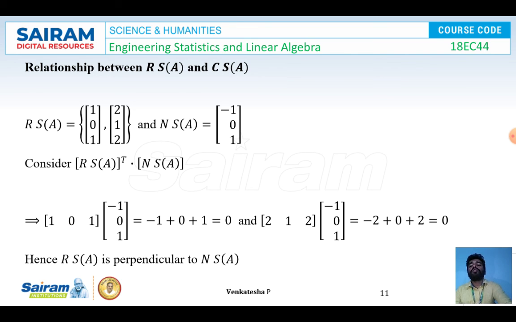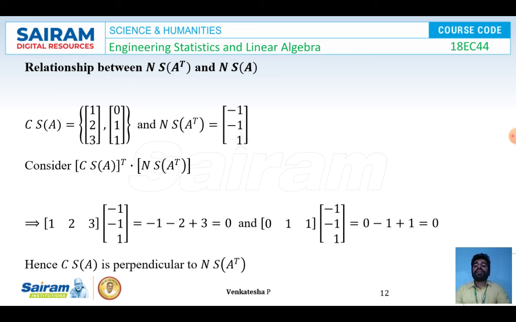I am taking the first vector of the row space and the vector of the null space: 1, 0, 1 into minus 1, 0, 1. So I got minus 1 plus 0 plus 1, which is equal to 0. Again, taking the second vector of the row space with the null space vector, I got 2, 1, 2 into minus 1, 0, 1, so minus 2 plus 0 plus 2, which is equal to 0. Hence we can say that the row space of A is perpendicular to the null space of A.